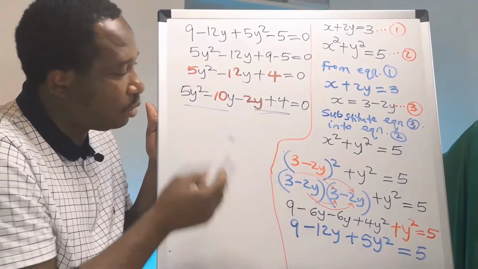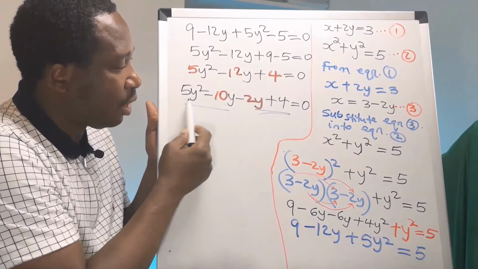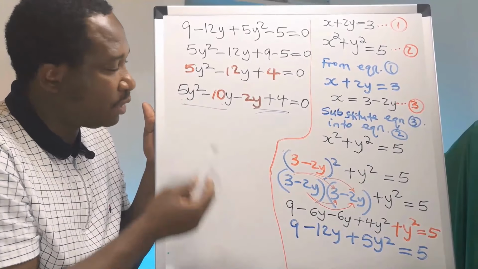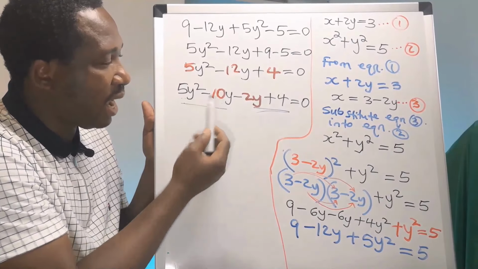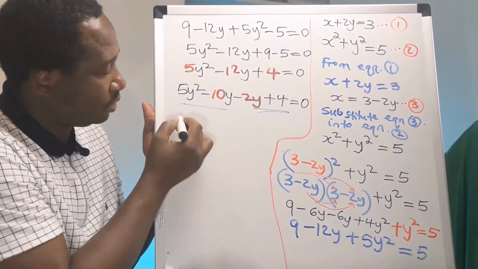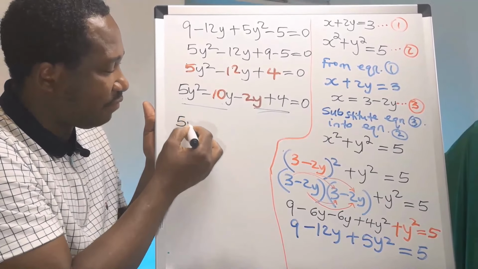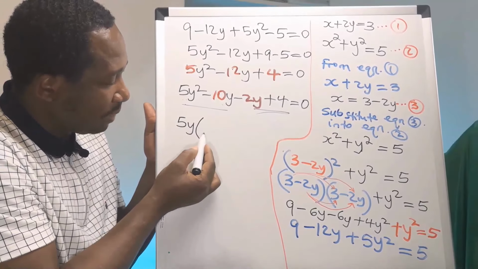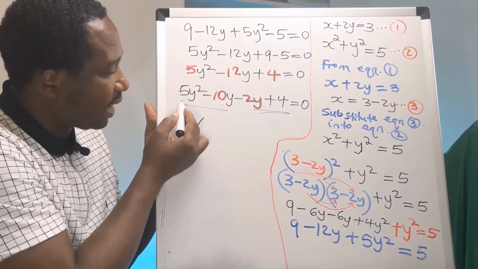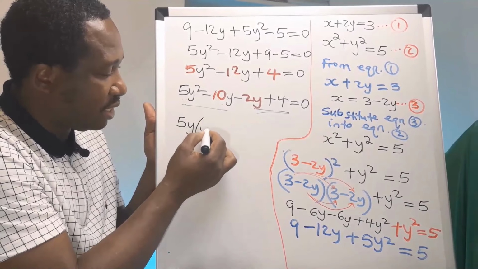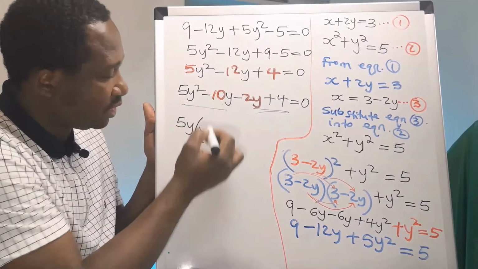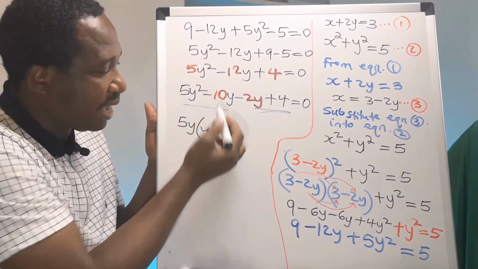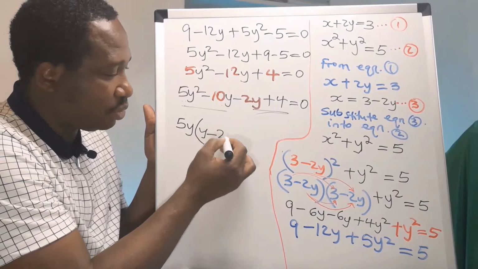What is common on both sides of this? Next, what is common between 5y squared and 10y? You see, we have 5y. I'll open a bracket. What will I multiply so that I will get 5y squared? It is y. This minus will return. What will I multiply so that I will get 10y? It is 2.